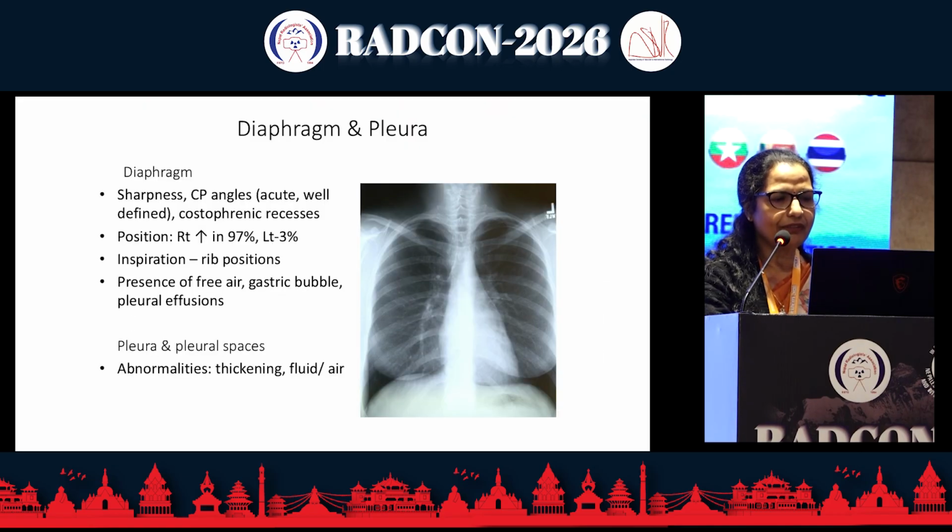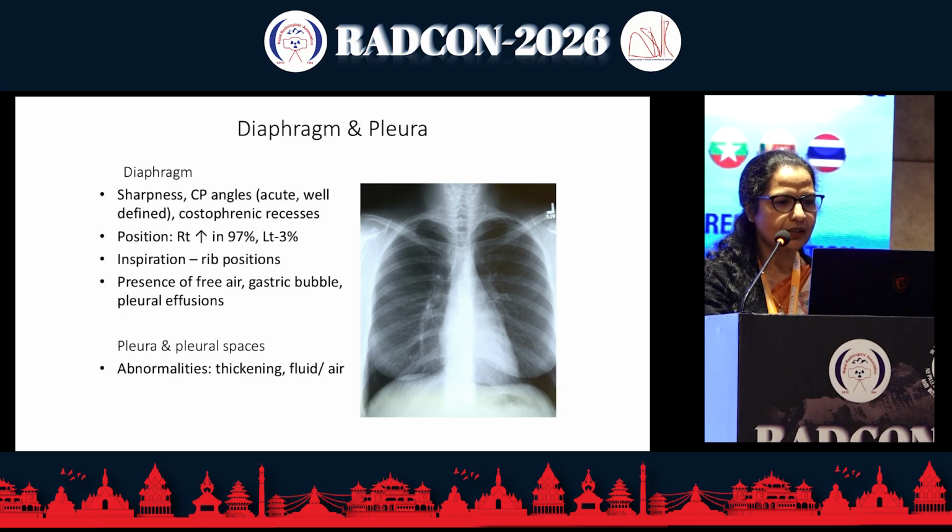So again, now finally the diaphragm and pleura: position of the diaphragm, the costophrenic recesses, cardiophrenic recesses. Sometimes the right is higher or equal. Both diaphragms may be equal in 97% of the cases. The left may be higher in 3% of the cases. In inspiration, the position of the ribs is anteriorly the 6th, posteriorly the 10th rib.